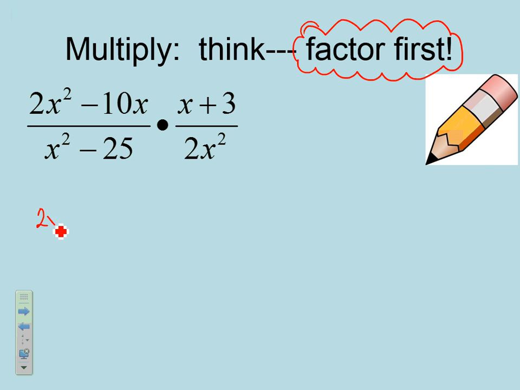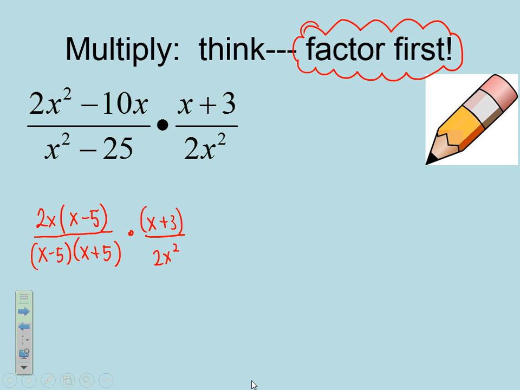Okay, so I'm going to go ahead and factor this numerator. I think they have a 2x in common, so I'm going to take out a 2x. That leaves me an x minus 5. I'm going to factor the bottom. That's the difference of two squares, so that would be x minus 5 and x plus 5. And then we're going to take that times x plus 3 over 2x squared. Now that x plus 3, that thing is together. We can't factor that, so I'm just going to put parentheses around it so I know that I can't really do anything more with it, and I'm going to leave it.